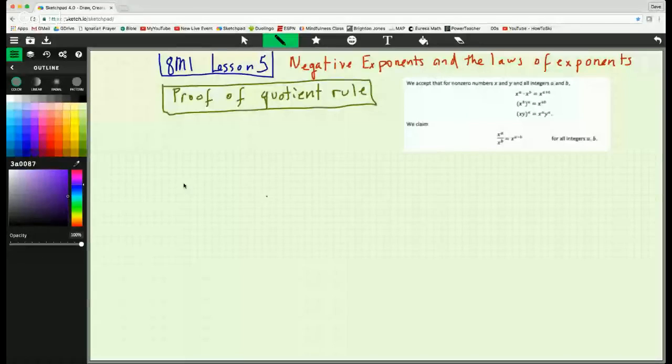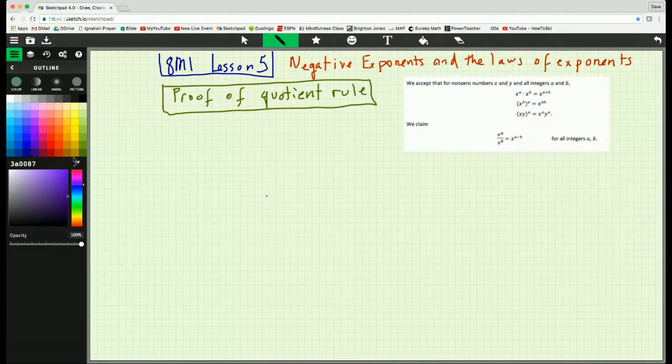Okay, so all right, we're going to start. We're not going to do this lesson in this exact same order that they did in the book or in your handouts. We're going to start by proving the quotient rule, and we're going to use that then to go on and prove our rule of negative exponents and such.